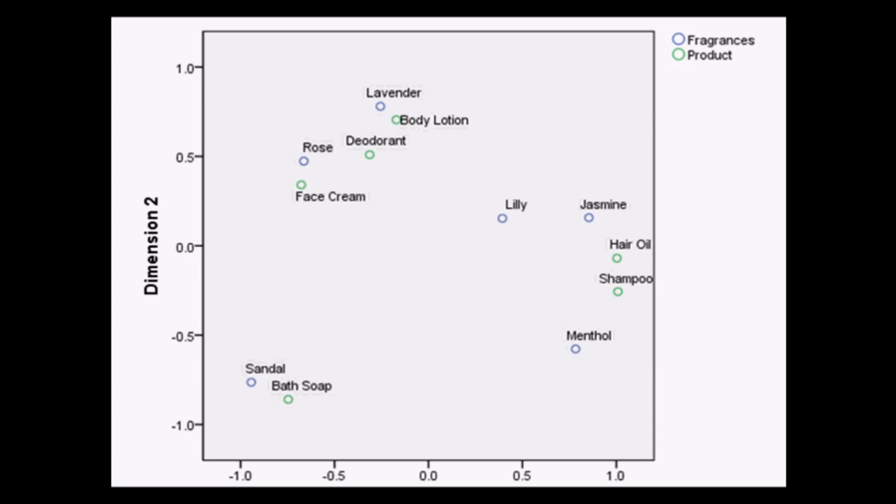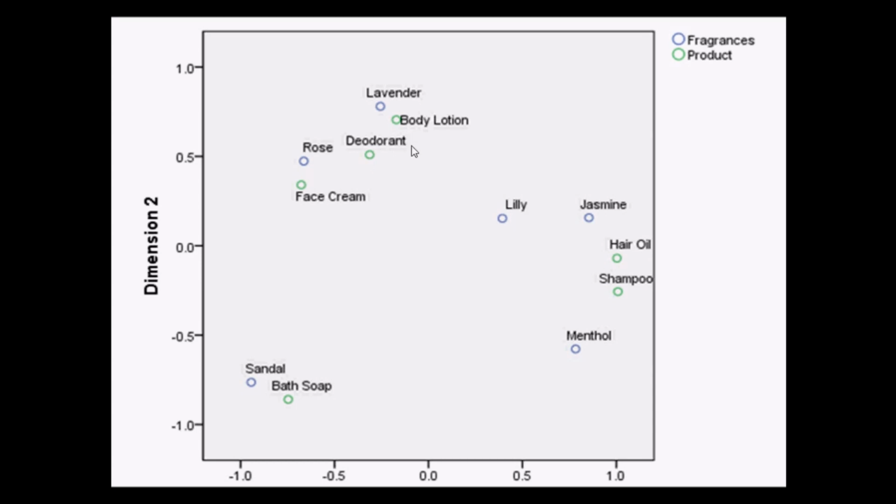Now, the relationship between the product and fragrances is given on a multidimensional scale. This is a two-dimensional scale, where you can see the green color is product and the blue color is fragrances. Hair oil and shampoo are coming closer in relationship, whereas body lotion and deodorant have a close relationship.